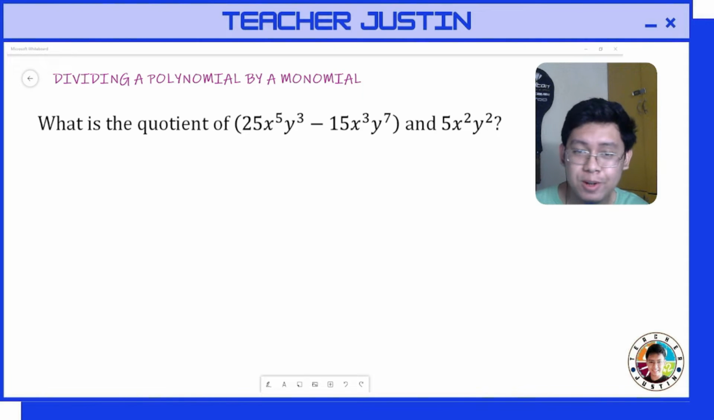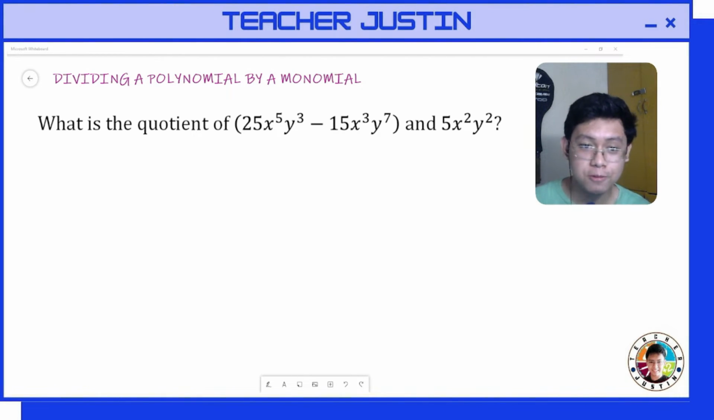On today's topic, we're going to talk about dividing a polynomial by a monomial. Answering the question, what is the quotient of 25x raised to 5 y raised to 3 minus 15x raised to 3 y raised to 7 and 5x squared y raised to 2?